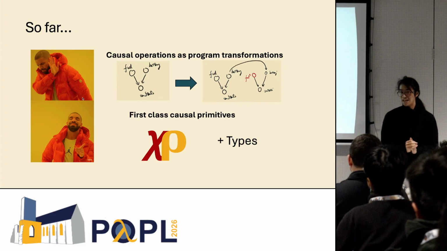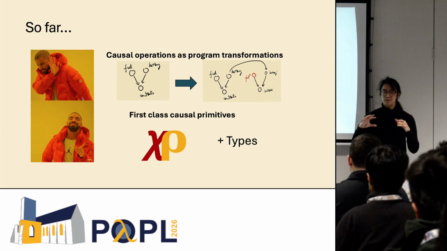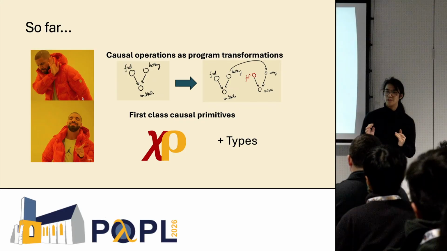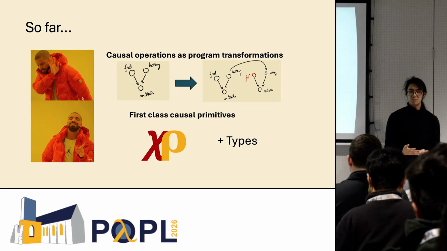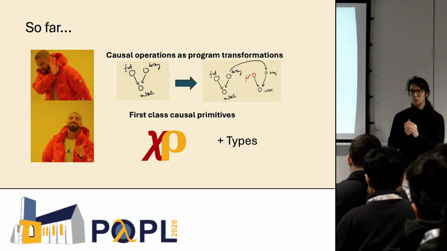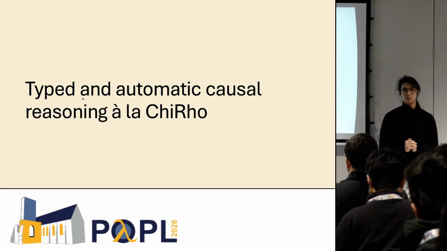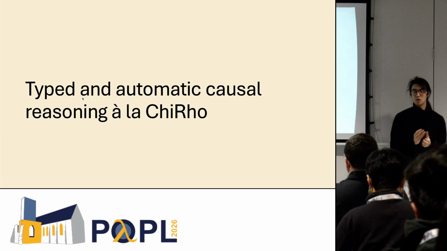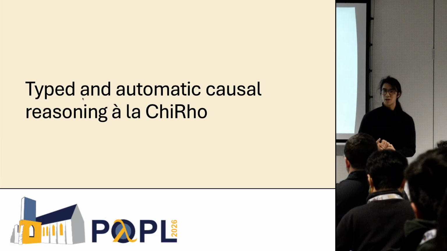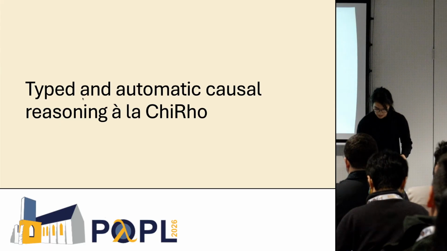What we want instead is a language that has these causal primitives as first-class operations, such that we can perform these transformations automatically, but also in a way that is safe and compositional. And as you've guessed, we'll do this by having a typed version of ChiRho, the probabilistic programming language developed by Basis. So this is what the second half of the talk is going to be about. I'll give you a taste of what the abstractions are like.